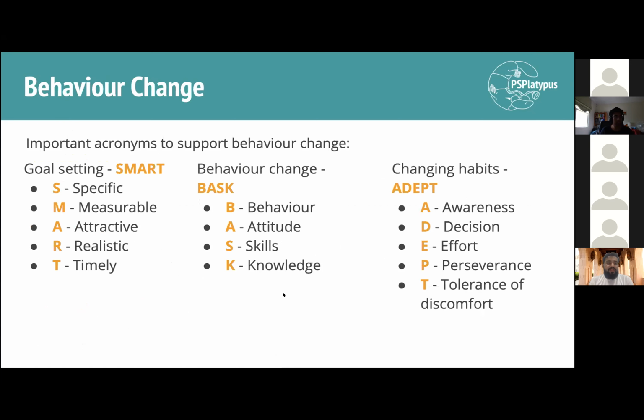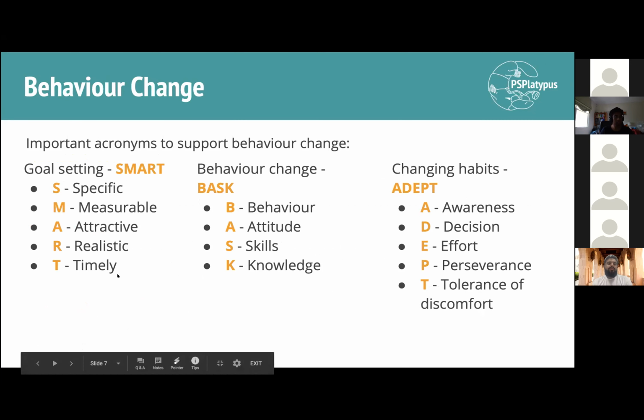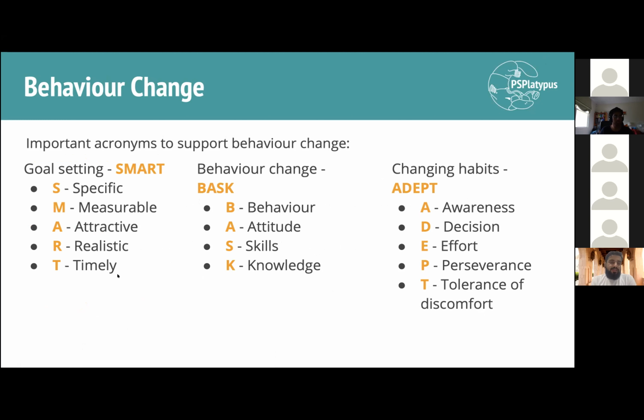Now we have these acronyms that we can use to support us in the process of behavior change. Firstly, we have the SMART acronym for goal setting. S is for specific. For example, if we want to do more exercise, we need to have a specific goal. What's this goal? Why are we doing it?